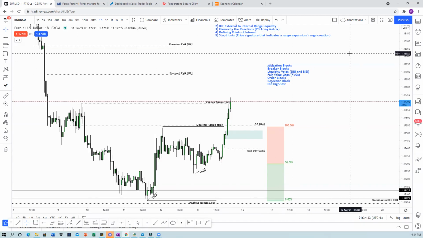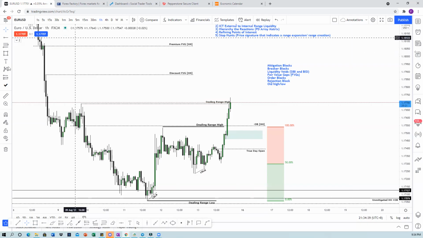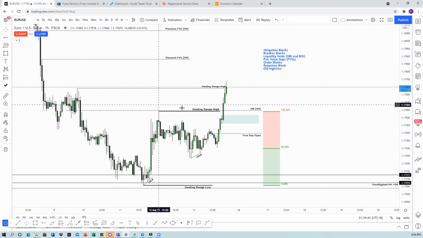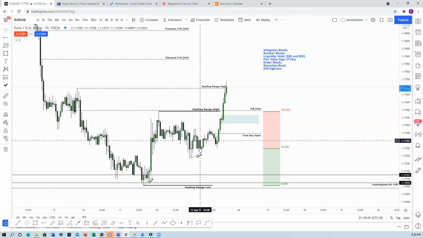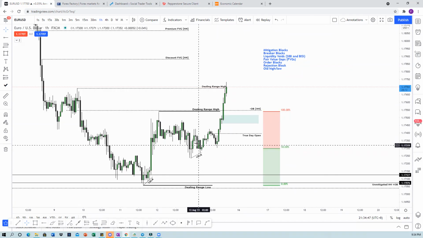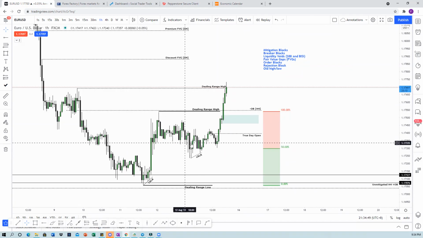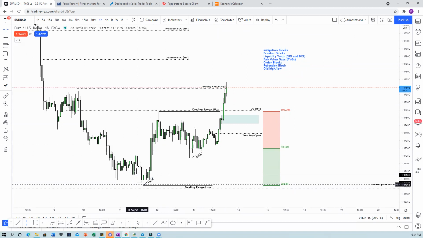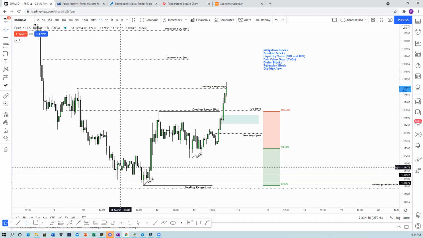So that's the liquidity void part, fair value gap part, and now order blocks. Now for order blocks, I personally like order blocks to look like this here. Clean order blocks, clean down close candles with little to no interference in terms of price coming back into the body.